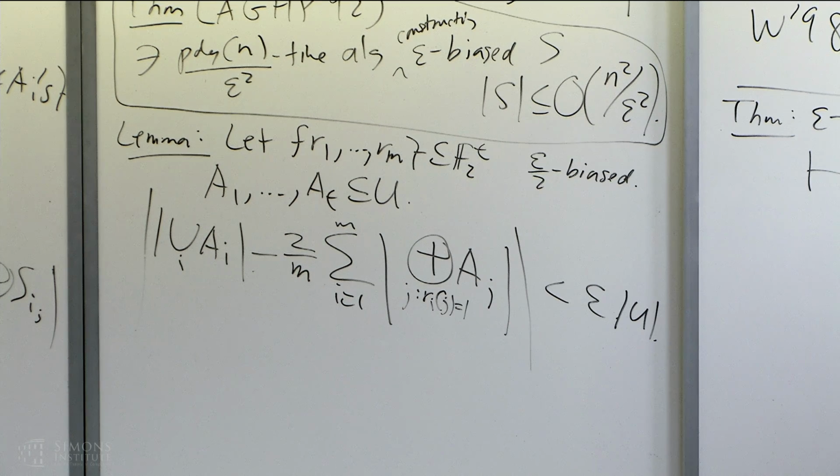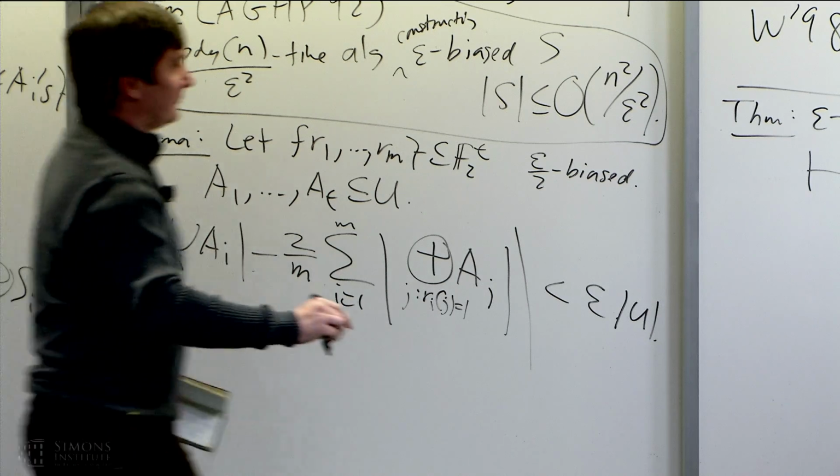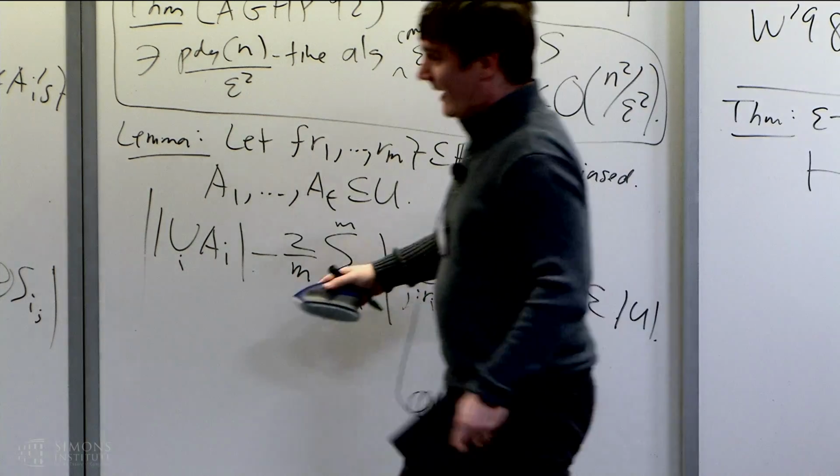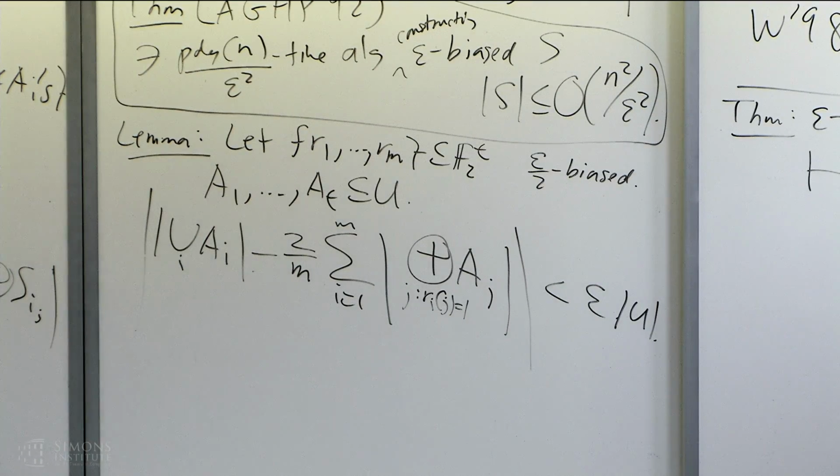And this lemma follows from the fact that the OR function actually has a sparse representation in the Fourier domain. I guess I could do it here.